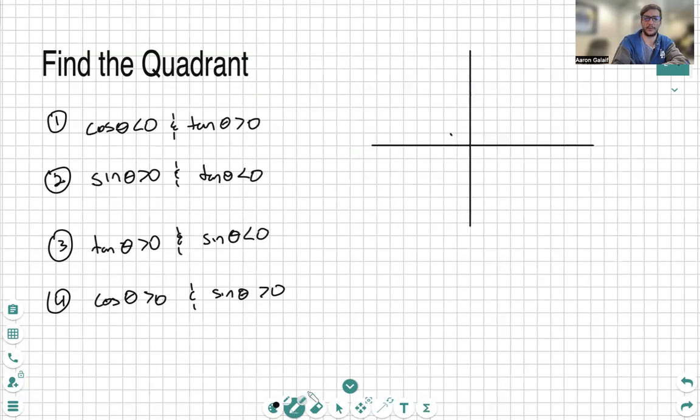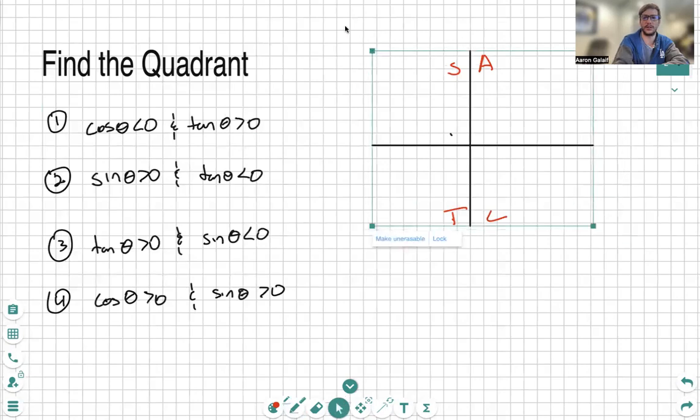We draw our coordinate plane and we draw our little "All Students Take Calculus." What does this represent? Wait, let me move this so it's not in the camera.